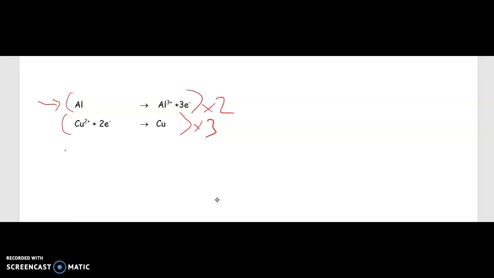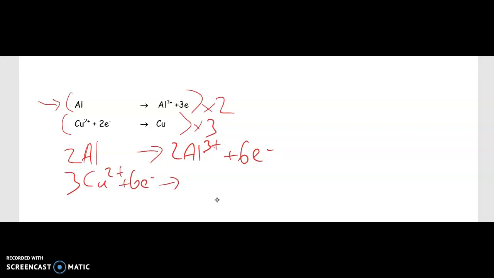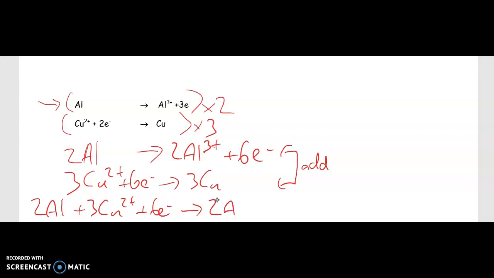So I'm going to write out that top equation once it's multiplied by 2, 2Al going to 2Al3+ plus 6 electrons, 3Cu2+ plus 6 electrons going to 3Cu, and then I add them, and I get 2Al plus 3Cu2+ plus 6 electrons going to 2Al3+ plus 6 electrons plus 3Cu, and the electrons that are the same on both sides are cancelled. Need to make sure you cancel those electrons.